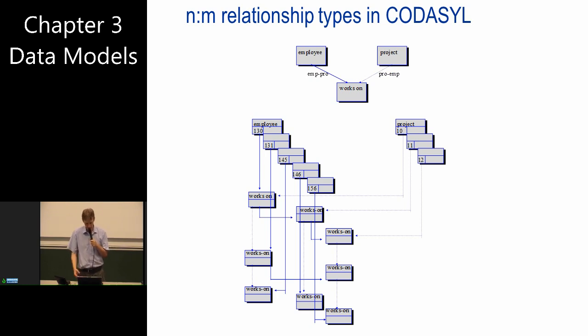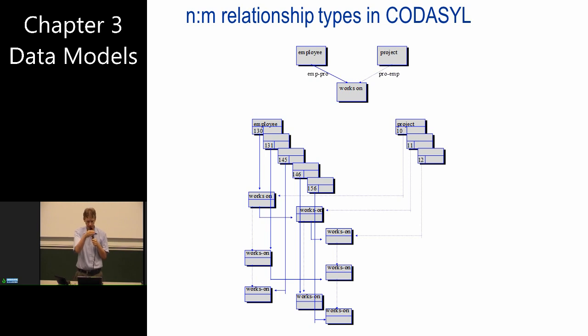Also, in CODASYL, we're going to have procedural DML, remember. So suppose a query asks for all projects an employee is working on. The first thing you have to do is select a particular employee in the employee record type, then navigate through the set type employee project to find all the works on dummy records. And then once you found those works on dummy records, you need to look at the parents, or the owners, I mean, in the project record type.